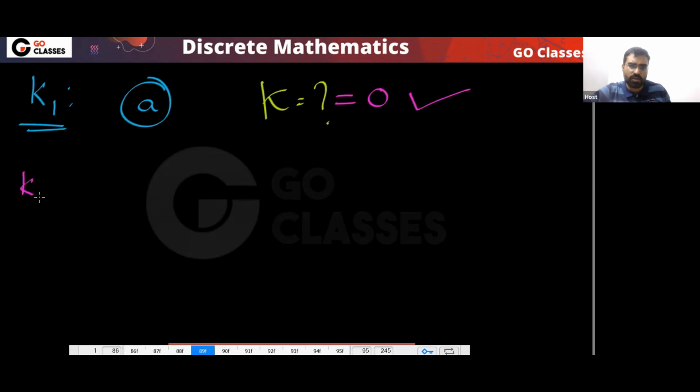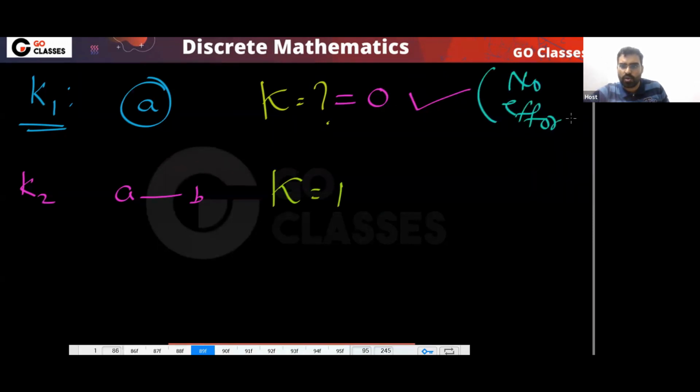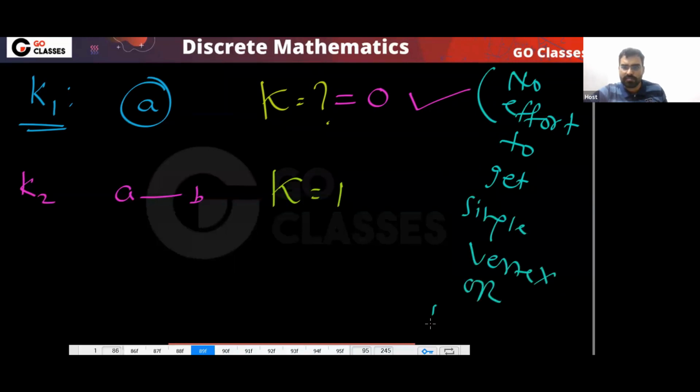And for this K2, what is kappa? The kappa is 1. You can notice that kappa is defined as 0 for a single vertex because there is no effort needed to get a single vertex. No effort to get a single vertex or disconnect.